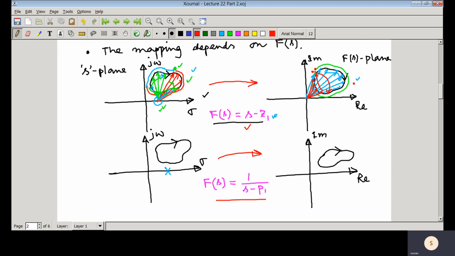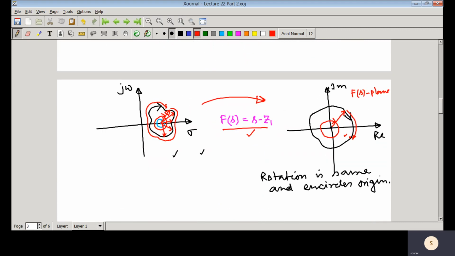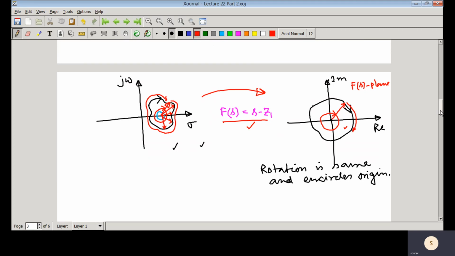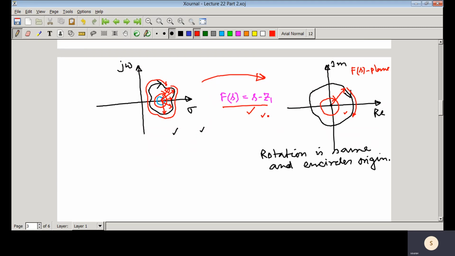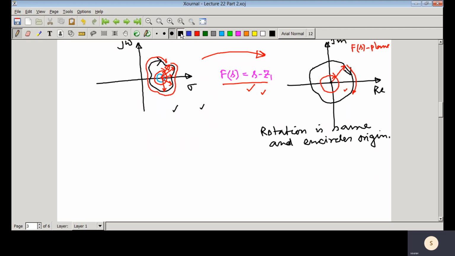If it encircles the origin, then the angle contribution would be 360 degrees. That's why this particular principle is called the principle of argument. So let us see what happens. Here we have seen that if there is a 0 inside the contour, then the direction remains the same, but it encircles the origin. So let us see what happens next.